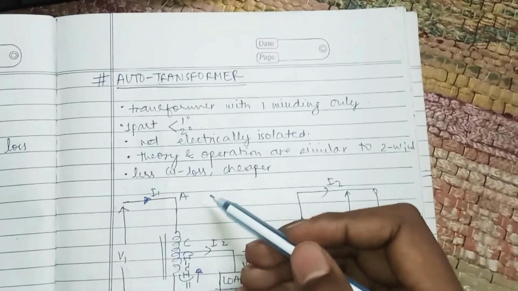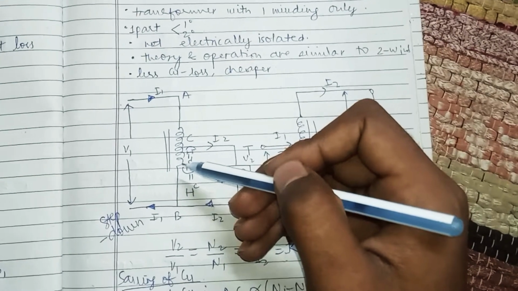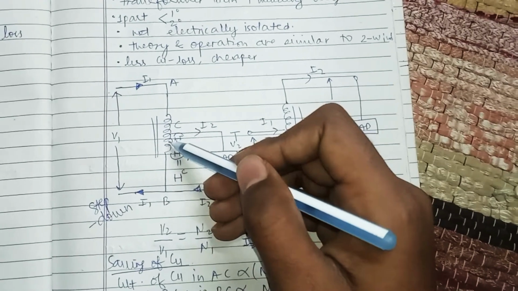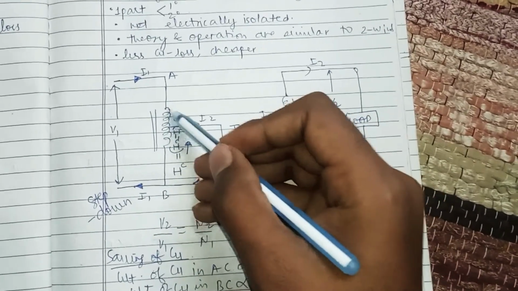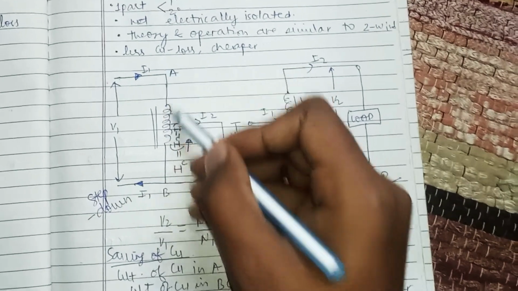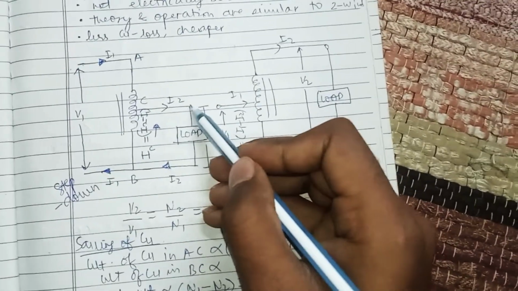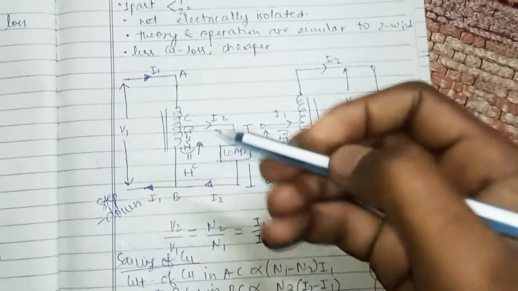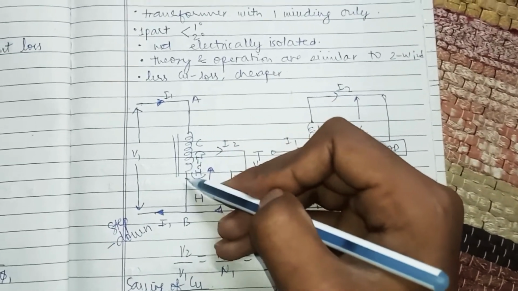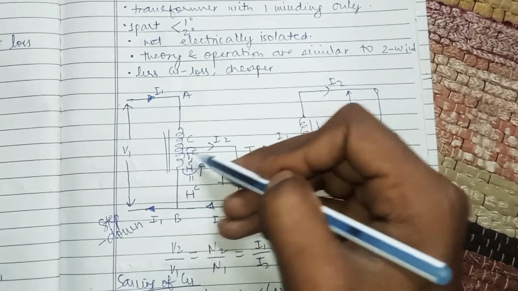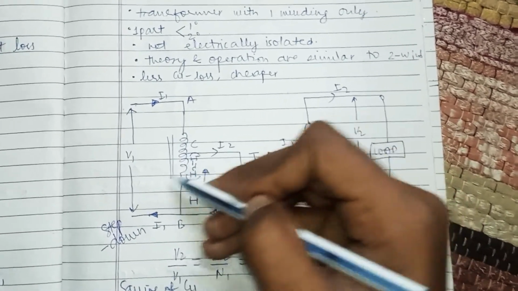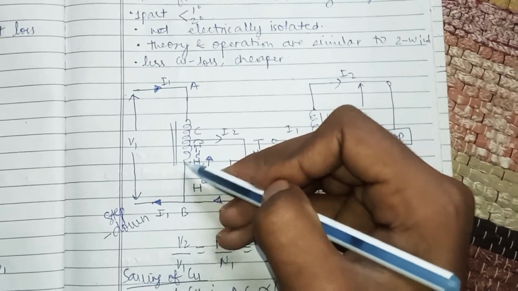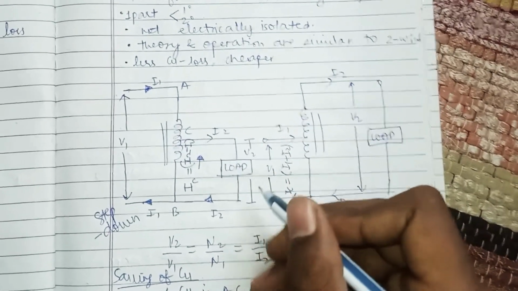The definition says it is a device which has only one winding, which is common to both the primary and secondary winding. If we consider this as a whole, it is the primary winding, and if we consider this part as being used, it is just the secondary winding. So the winding is common to both. Obviously they are not electrically isolated because they are connected through the same winding, but its theory and operation are similar to those of a two winding transformer.